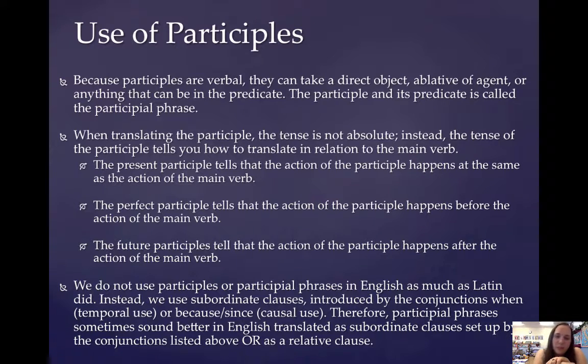Just like with the infinitives, the perfect participle tells us that the participle happened before the action of the main verb. So if you have a perfect main verb and a perfect participle, that perfect participle sometimes will sound a little pluperfect-y. And again, the future participle tells you that the action of the participle is happening after the action of the main verb. That's one half of what you need to keep in mind as we translate the participles: the present, the perfect, and the future participles.